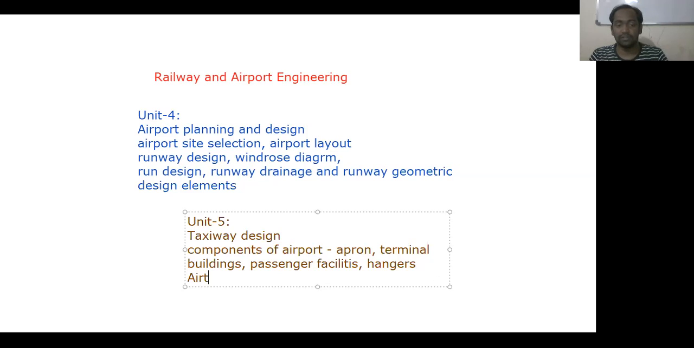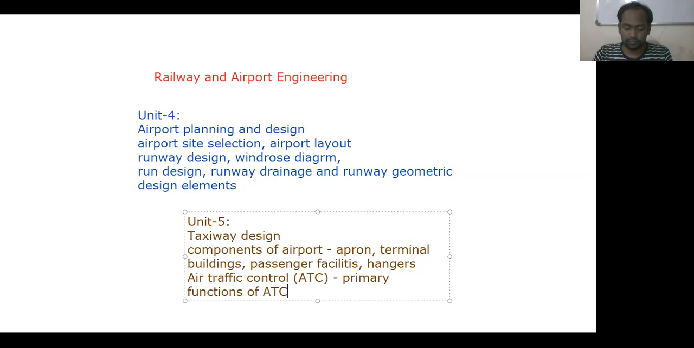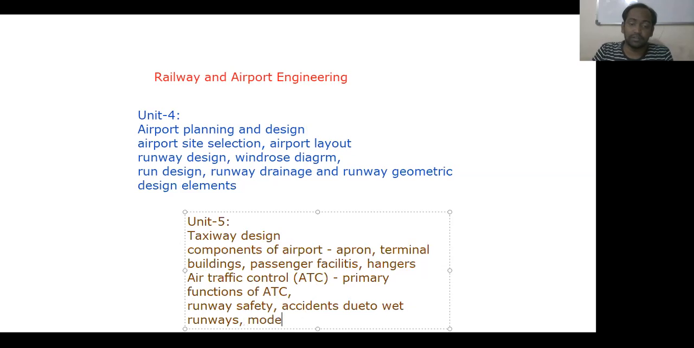One more topic in unit 5 is air traffic control, simply called ATC. Under ATC, we will study what air traffic is and how to control it, and the primary functions of ATC. Also one more topic we will study is runway safety, accidents due to wet runways, and modernization of airport terminals. About all these things we will study in the fifth unit.